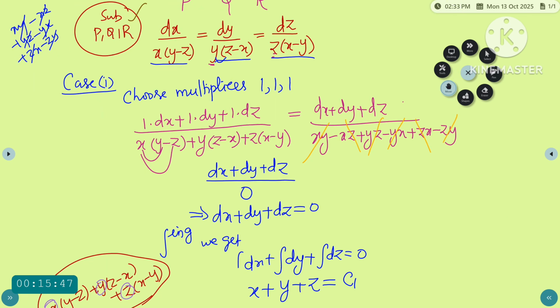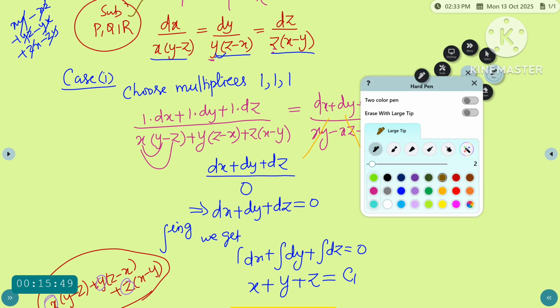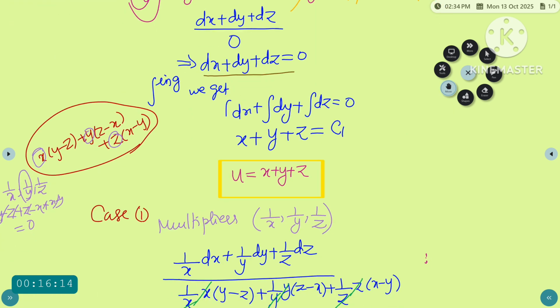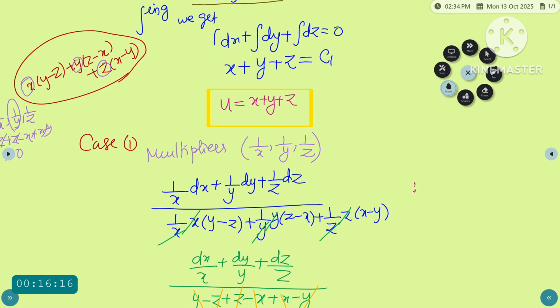In the first case, we choose the multipliers 1, 1, 1. As per the given data, adding them makes the denominator vanish, so I consider the multipliers as 1, 1, 1. After simplifying, we get dx plus dy plus dz equal to 0. Integrating, x plus y plus z equals c1. This c1 is taken as u, that is u equal to x plus y plus z. This is our first solution.